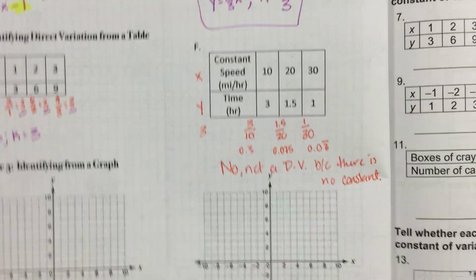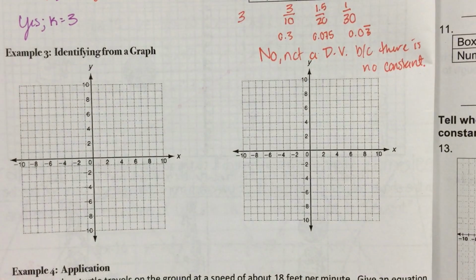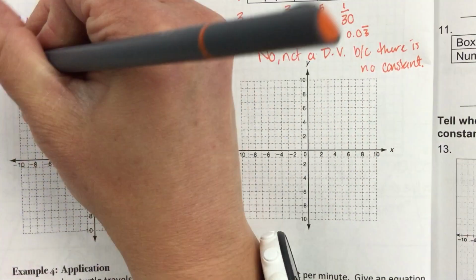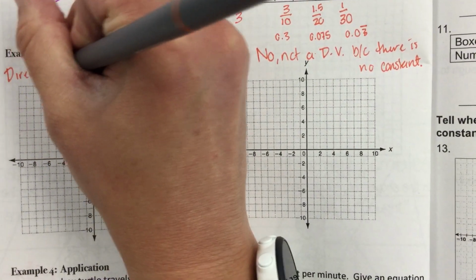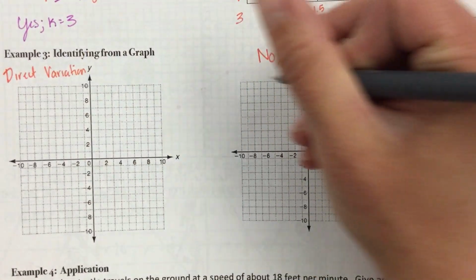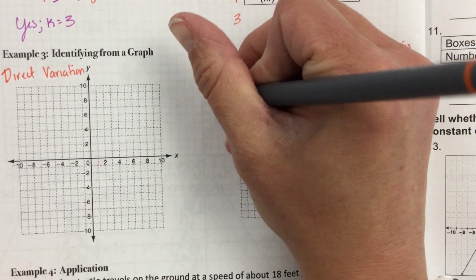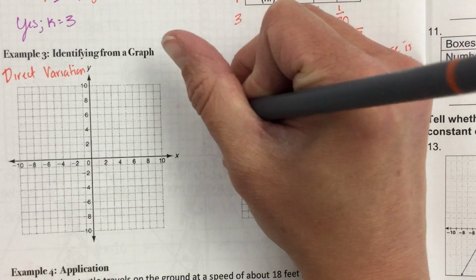Okay, the graphs are probably the easiest. So I'm going to give you 2 direct variation examples and 2 not direct variation.